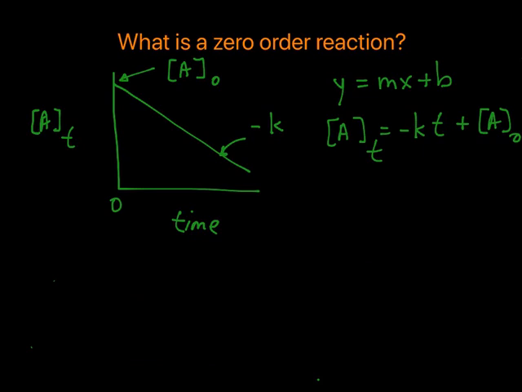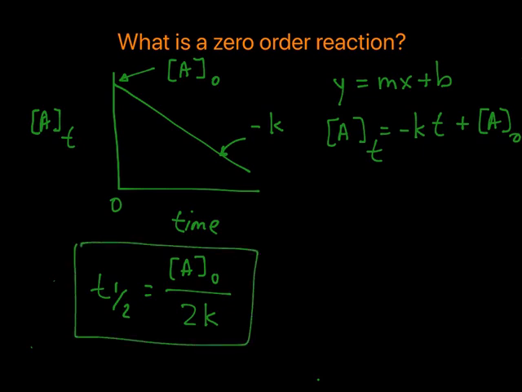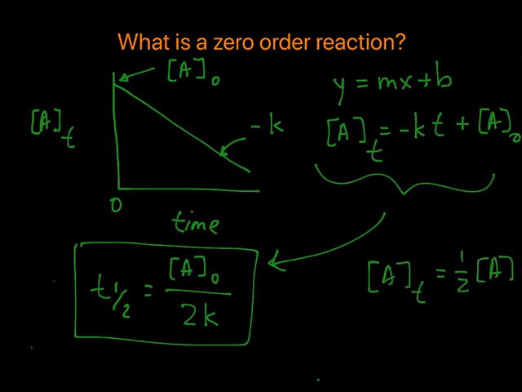If you wanted to figure out the half-life of a zero-order reaction using the integrated rate law, you can derive this expression. So the half-life of a zero-order reaction is the initial concentration divided by 2K. And this has been derived directly from this equation. I will not do that here for you, but you can figure it out. Obviously, half-life would mean that your concentration of A at time t is going to be 1/2 of the initial concentration. So if you plug this value in for A at time t, you will get this expression for T1/2.